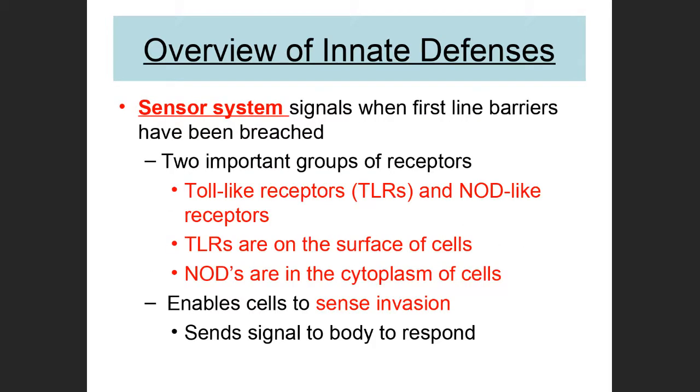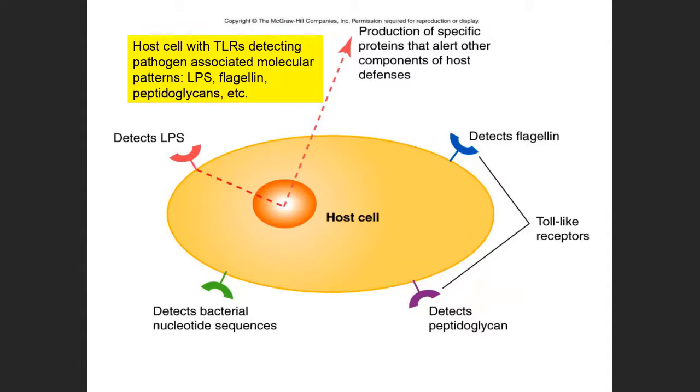So, the sensor system is a series of receptors that detect microbial components. For example, they're going to detect molecules that are unique to bacteria, like peptidoglycan, for example, or lipopolysaccharides. These receptors are found on the surface of most of the cells in the body. And here you have a receptor that detects peptidoglycan. Remember, peptidoglycan is unique to bacteria. Here's another one that detects lipopolysaccharides. That is the component of gram-negative bacteria.